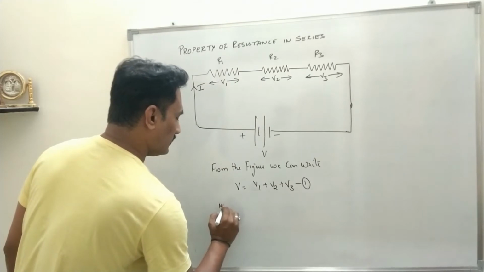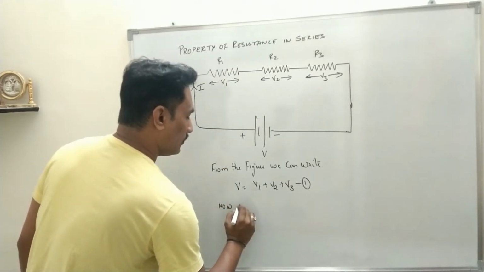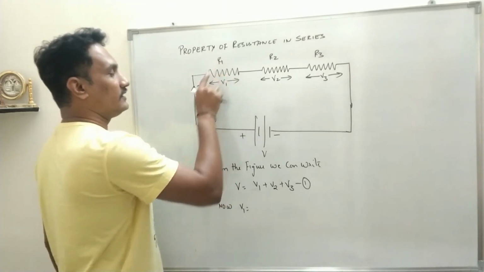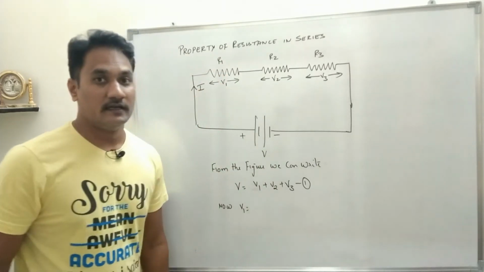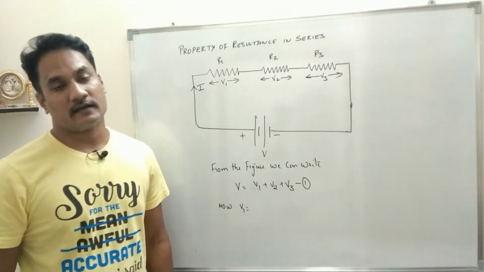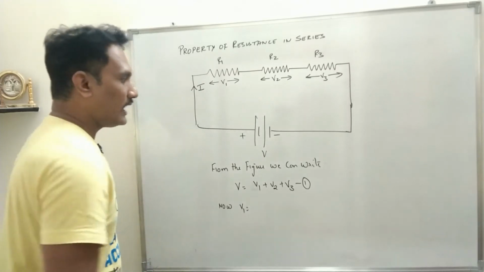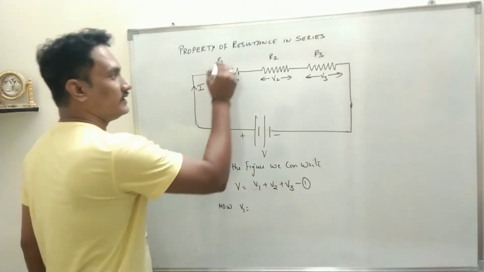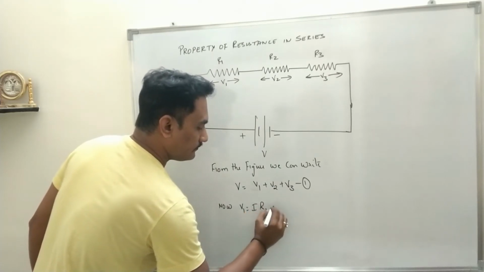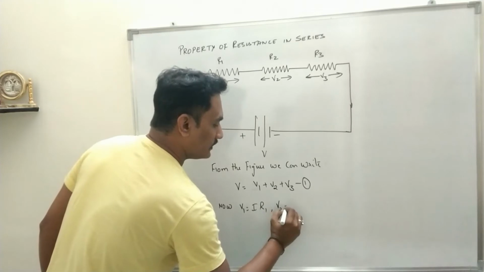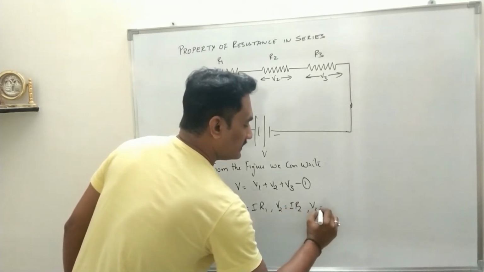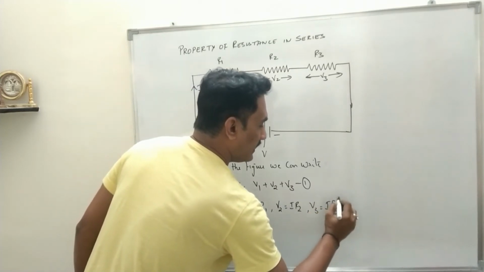Now, what is V1? V1 is the voltage across R1 when current I1 is flowing. So according to Ohm's law, we know the formula for Ohm's law, V is equal to IR. So what is V1? V1 is I multiplied by R1. Similarly, V2 is I multiplied by R2, and V3 is I multiplied by R3.